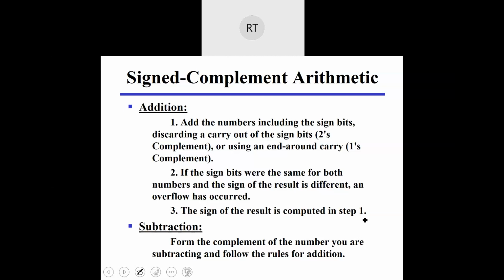Okay, when adding numbers, if you have a sign in it, you are actually adding 7 bits and the sign. And the biggest number you could represent in sign magnitude is -127 or +127 when you are working on 8 bits. If the sign bits were the same for both numbers and the sign of the result is different, overflow will occur. So this is another case that you should be careful about.